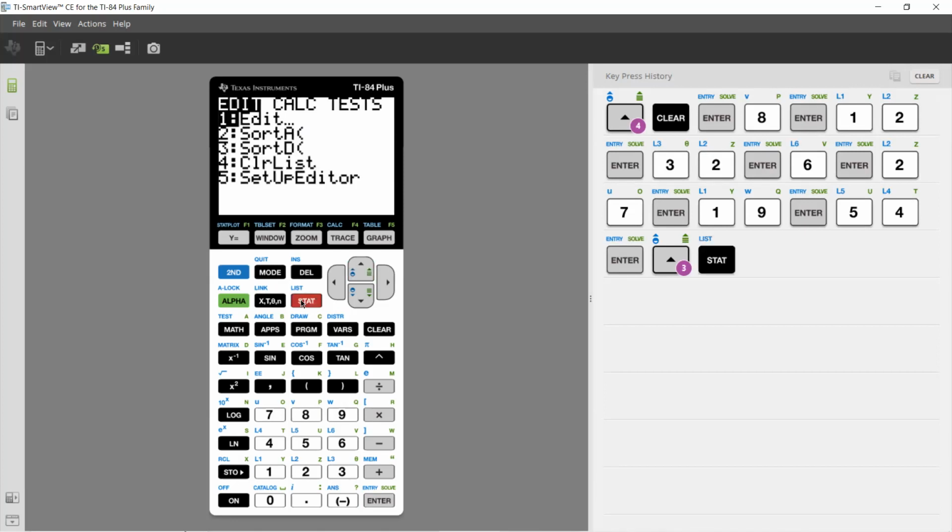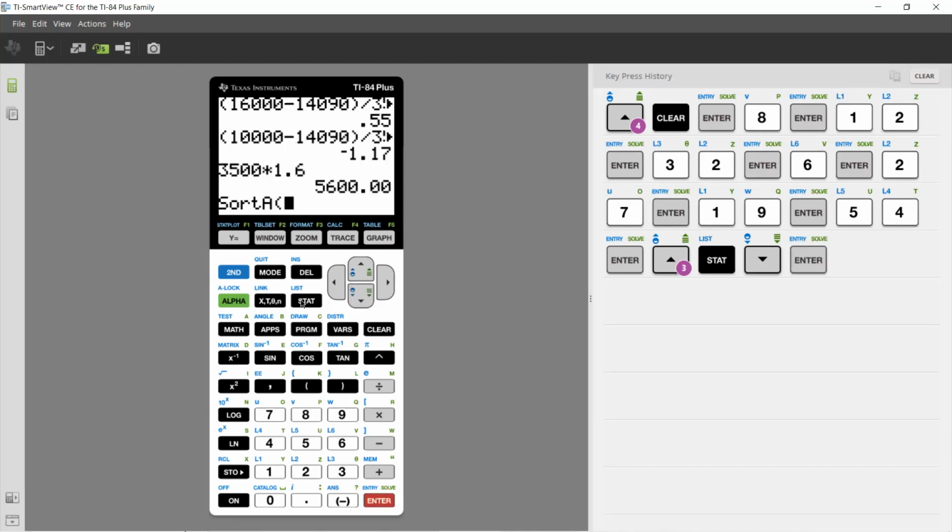Now that we have two sorts, sort A as in apple and sort D as in David, sort A will sort it from the low number to the high number. So I'm going to take sort A right here, and I'm going to specify which list it was.